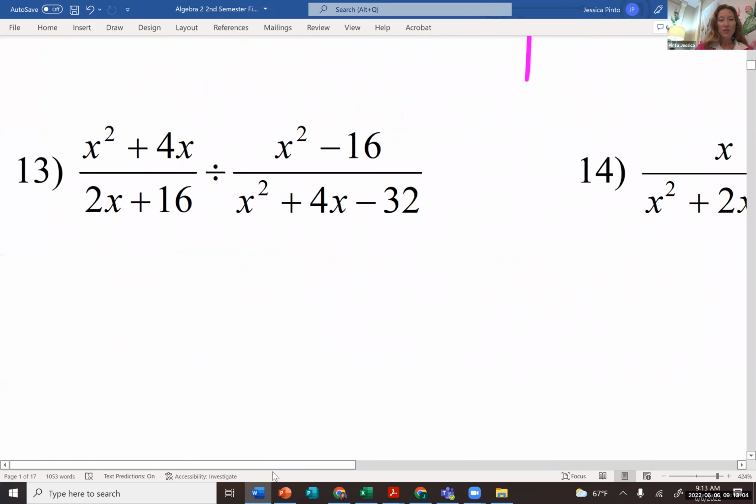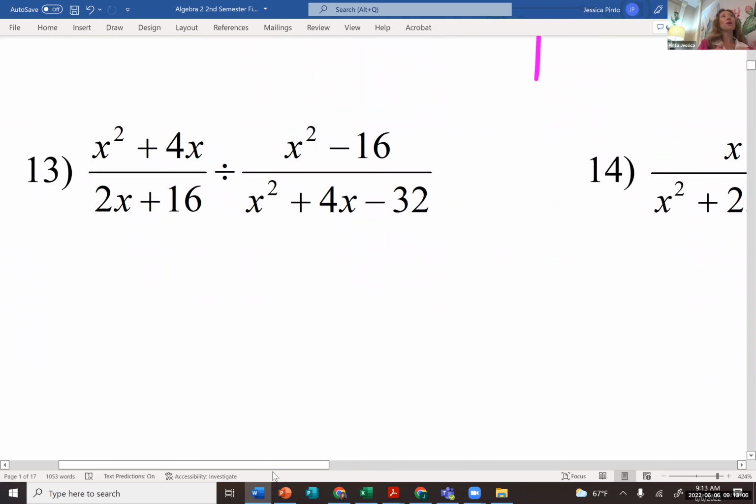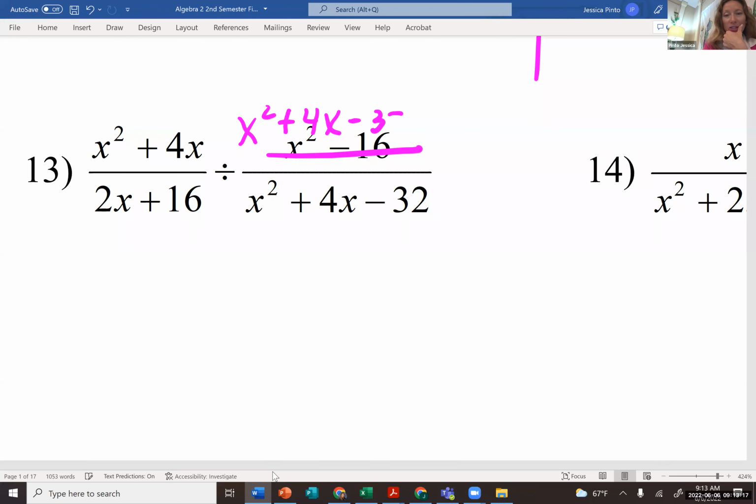Okay, so 13, I'm looking at this and I see that I have to divide. So divide means to multiply by the reciprocal. So I'm going to begin by switching this around: x squared plus 4x minus 32 and x squared minus 16. The way that division works, and as I do that this changes to multiplication, is we multiply by the reciprocal, which just means switch the top and bottom.